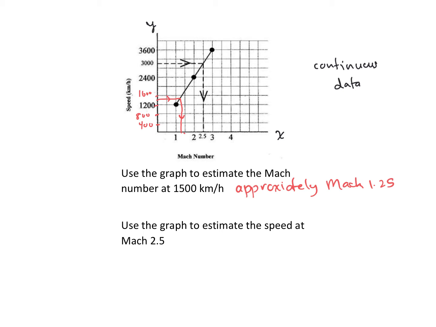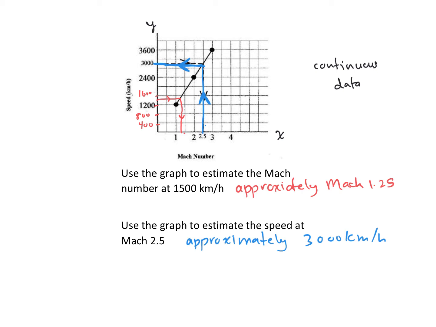I can also use the graph the other way to estimate the speed if I had the Mach number. So the Mach number is 2.5. Estimate the speed. So I'm going up. Let's draw the arrow the other way. I'm starting at 2.5 at the Mach number, I'm going up to the graph, and then I'm going straight across at a right angle to read off the speed. Looks like it's approximately 3,000 kilometers per hour. So if I use the graph to estimate values that are within the data set, this is called interpolation.